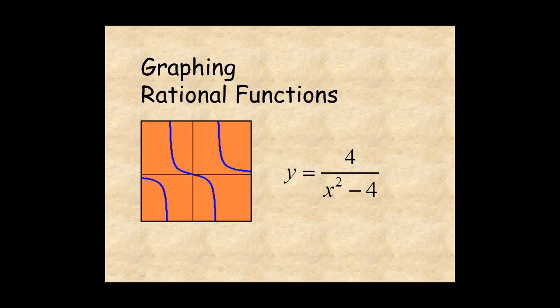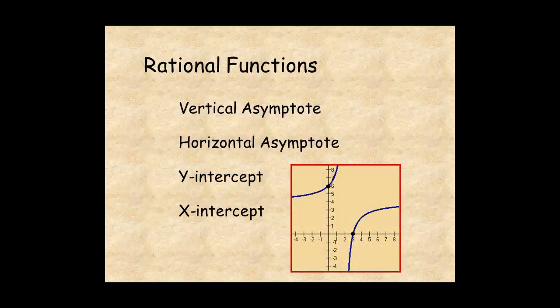This lesson shows how to graph the rational function 4 over x squared minus 4. In previous lessons, you've learned about the four important parts of a rational function.